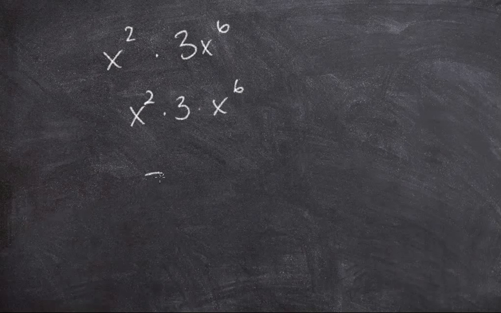So we're going to move that 3 into the front. And now we have x squared times x to the 6th. Now what do we do with these two numbers? We add them together. So that's going to be x to the 8th.